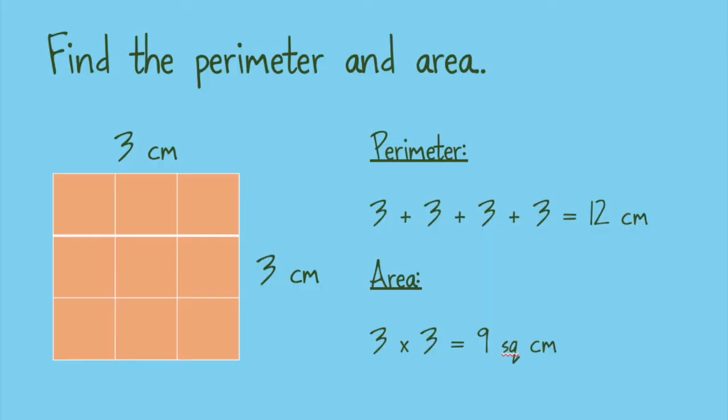How do we find the perimeter? We add them all up. 3 plus 3 plus 3 plus 3 equals 12 centimeters. Next, let's find the area. So there are 2 ways to find the area. We can multiply the length times the width or count the square units. If you multiply 3 times 3, you're going to get 9. So the area is 9 centimeters squared.